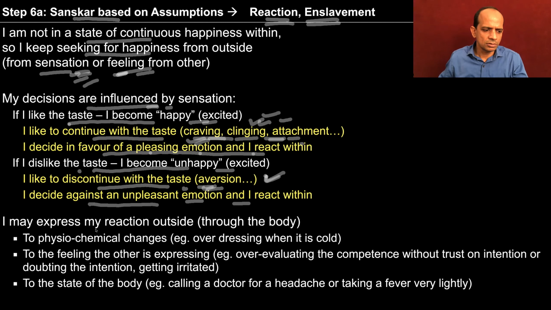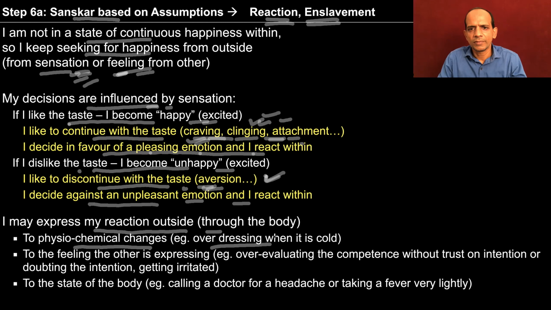And then what happens? I may express my reaction outside through the body. So it could be to the physiochemical changes, for example, overdressing when it is cold. So let's say it is winter season, there's cold outside, and you are too much afraid of losing your health, and you then put on much more clothes than required. You overdress yourself. It may be to the feeling that the other person is expressing, for example, over-evaluating the competence without trust or intention, or doubting the intention and getting irritated. So these kinds of things could be there.